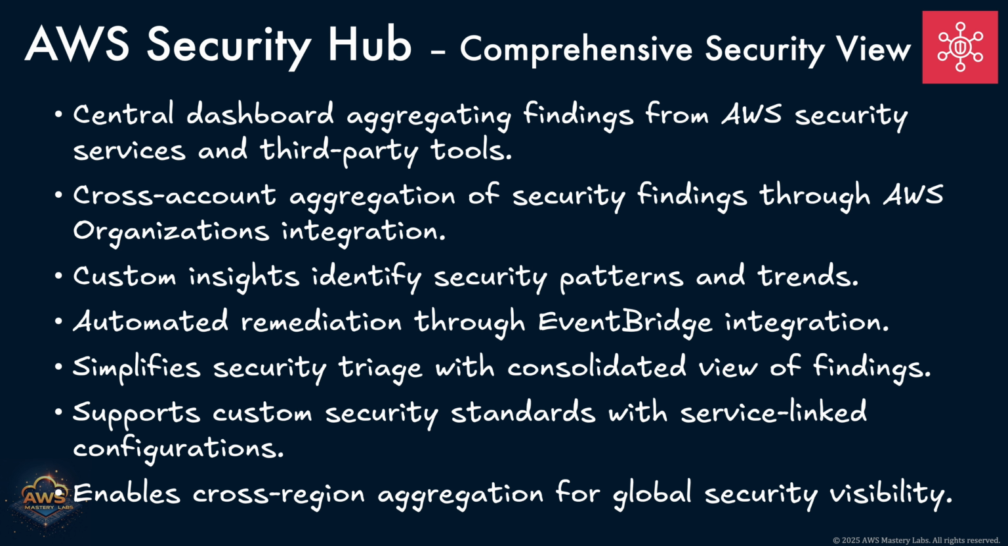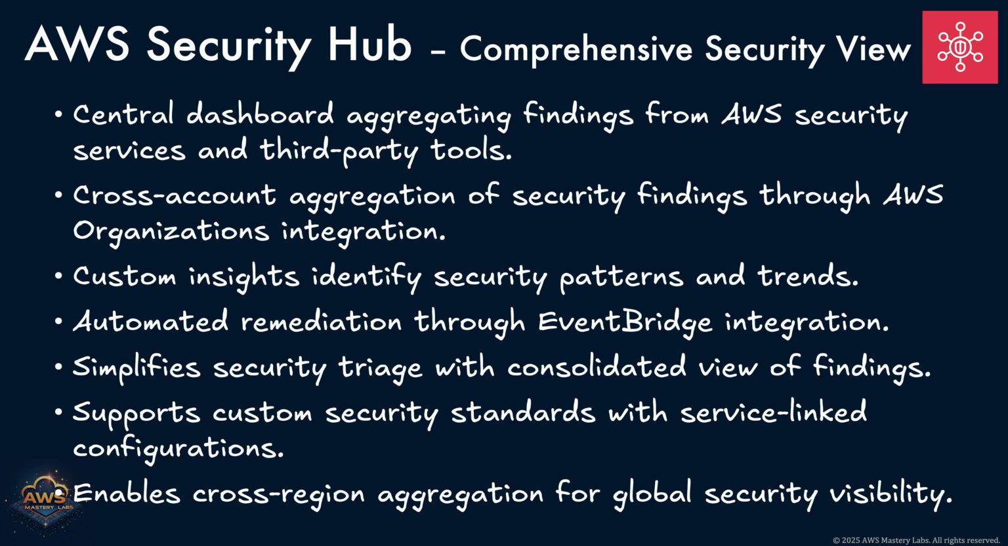Security Hub doesn't just highlight problems, it helps you fix them too. Through integration with Amazon EventBridge, you can create automated workflows that trigger remediation actions the moment a finding appears. For instance, if an unencrypted bucket is detected, Security Hub can initiate a Lambda function to correct it or send a notification to your incident response team. And for organizations with specialized security policies, Security Hub supports custom security standards using service-linked configurations. This gives you the flexibility to monitor what matters most to your business while still maintaining alignment with broader compliance goals.